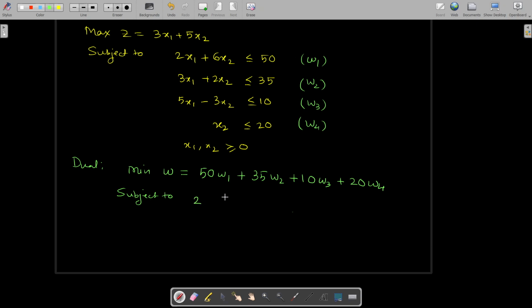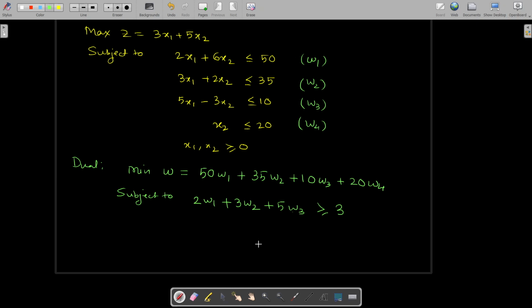So subject to 2, take the coefficient of x1 from here and the corresponding dual variable. So 2w1 plus 3w2 plus 5w3. Now the dual is a minimization problem, so the inequality will be greater than or equal to. And what to put here? It is the coefficient of the decision variable in the objective function, 3.